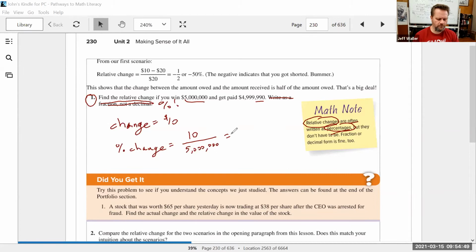Oh, my poor battery's almost dead on my calculator. I'm sorry, calculator. Yeah. So you get 0.00002, which is 0.00002%. Just move the decimal once, twice.